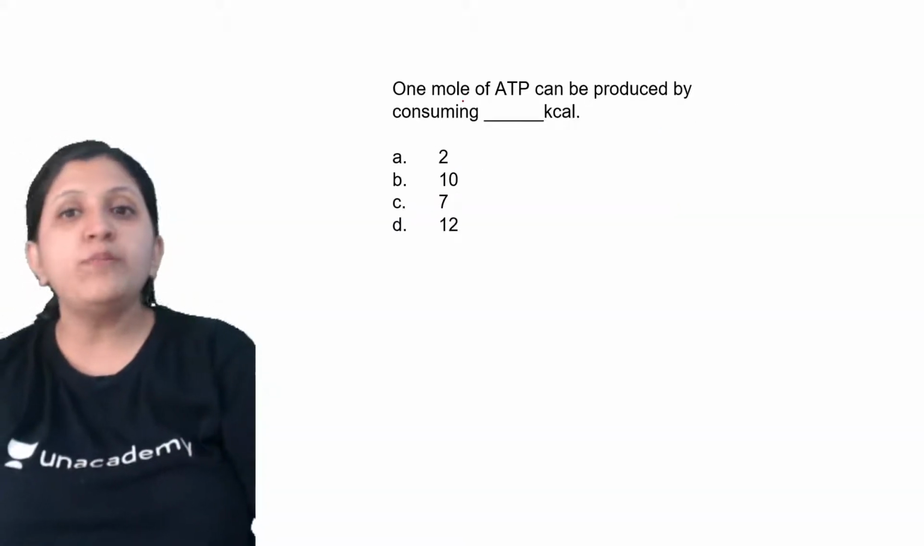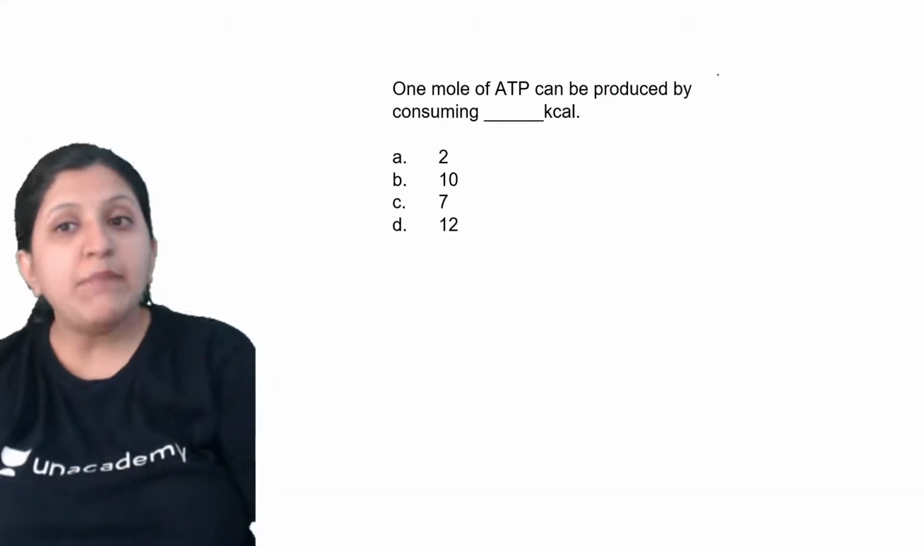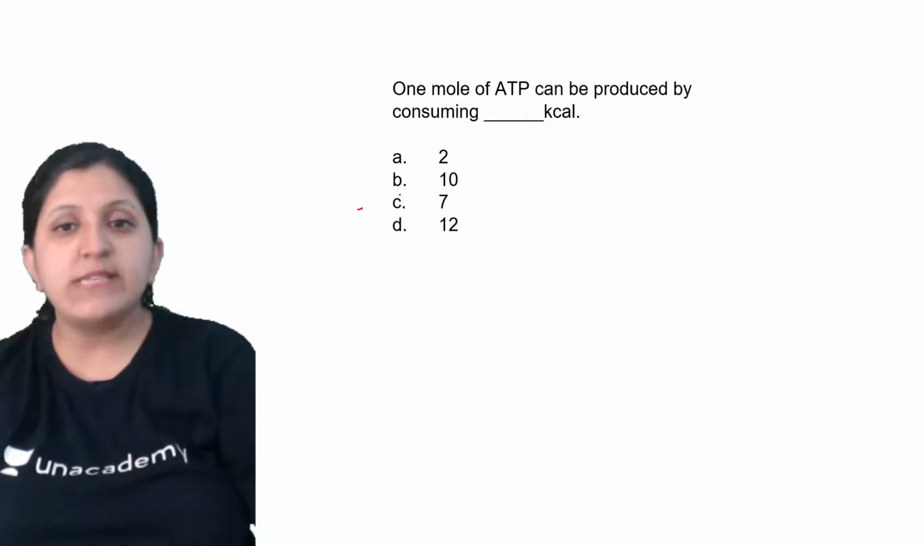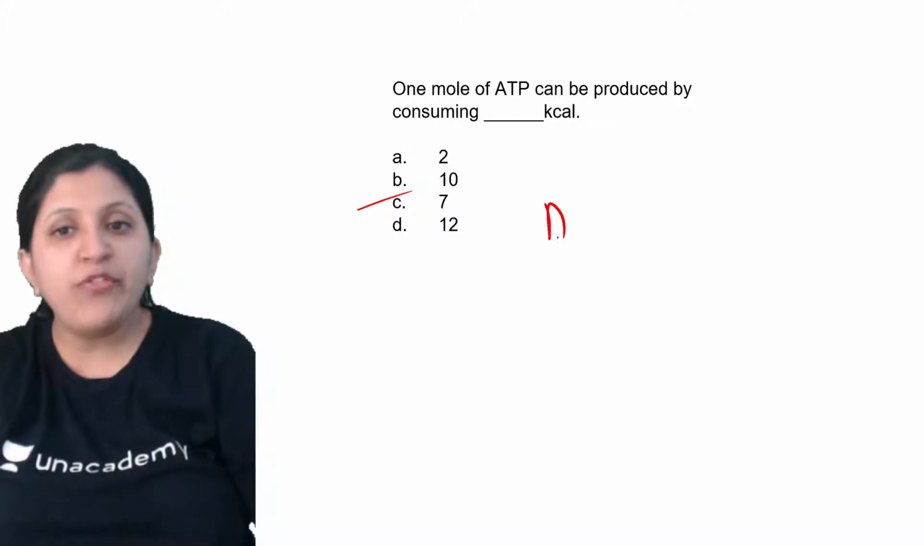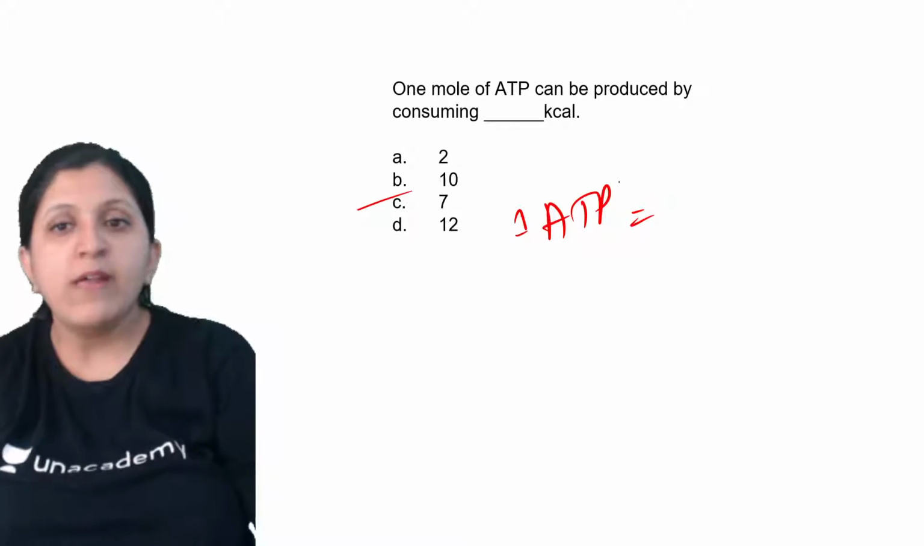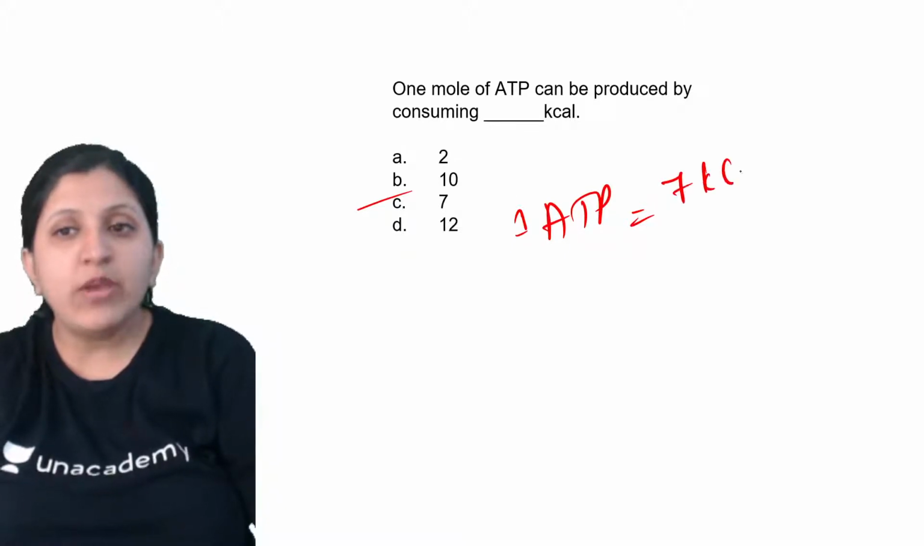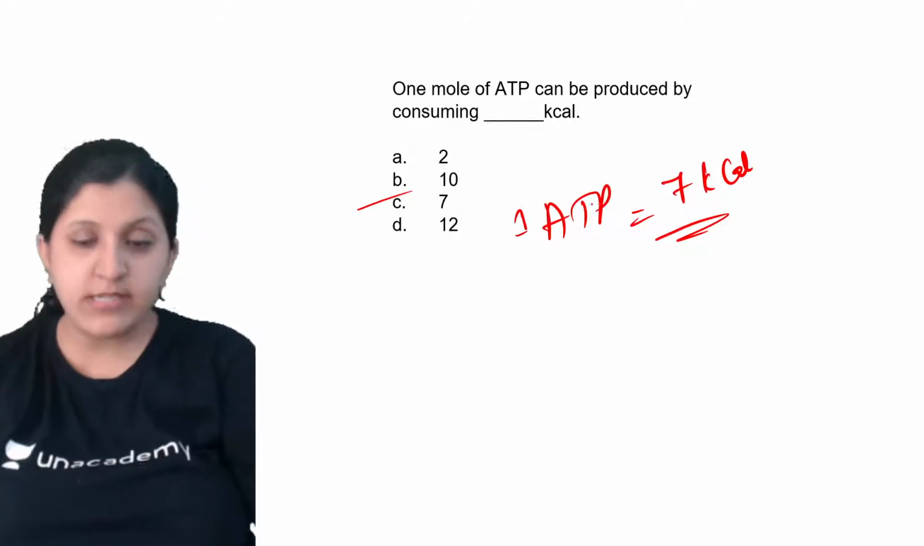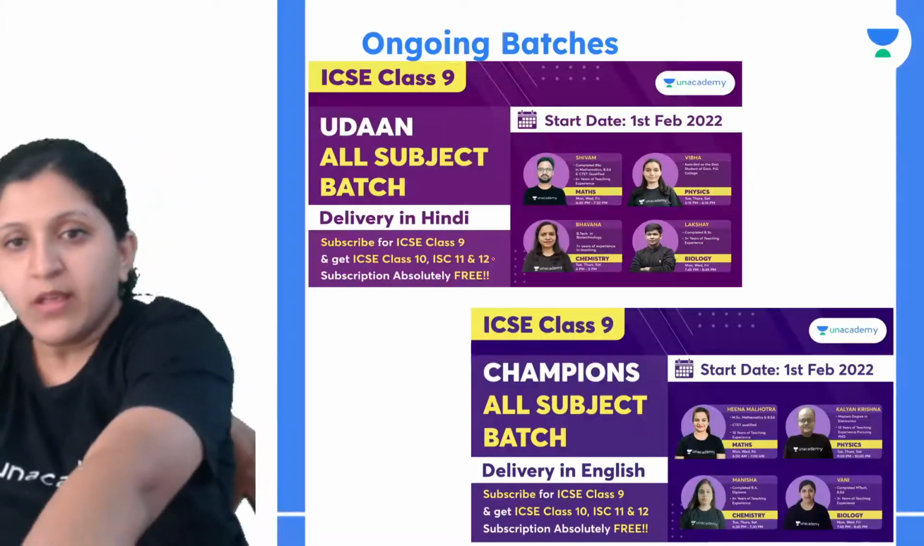1 mole of ATP can be produced by consuming dash kilocalories. The options are 2, 10, 7 and 12, so it is 7. So we can produce 1 mole of ATP using 7 kilocalories of heat. So basically heat to chemical energy conversion is done there.